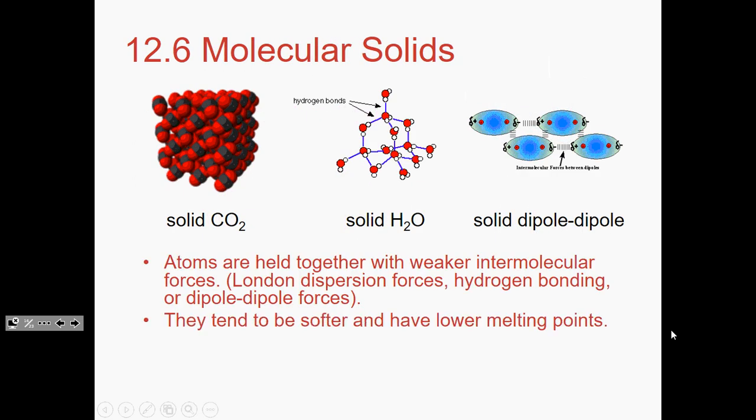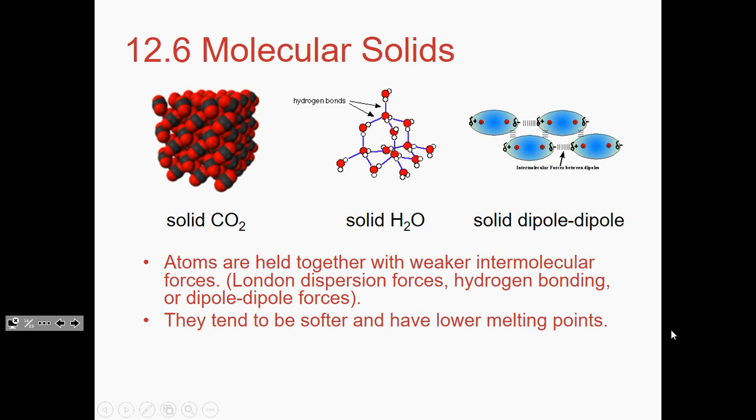Now the next type of compound or solid is our molecular solid. And remember, our molecular solids are our nonmetals, covalently bonded together, so forming strong covalent bonds within the molecule, but weaker van der Waals or London, hydrogen bonding and dipole-dipole forces in between. Because of the weaker intermolecular forces, these things tend to be softer and have lower melting points than all of the other types of solids that we're looking at here. And examples would be CO2 and H2O.